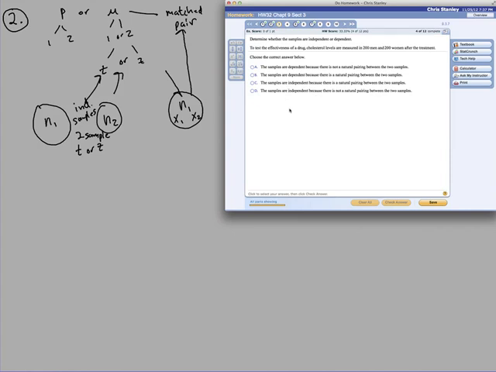Okay, jump to 3. If we want to test the effectiveness of a drug, and they measure 200 men and 200 women, with these men like these people and these women over here, they don't have anything to do with each other, so they're independent. There's not a natural pairing.